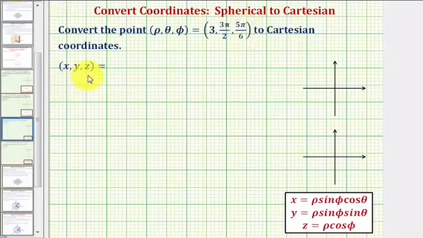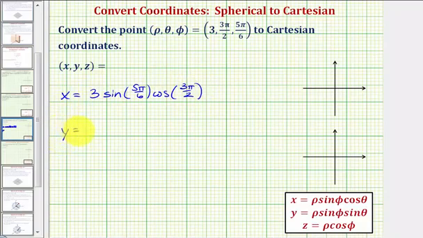So to find the Cartesian coordinates, we'll be using the formula that's provided here. So we know x is going to be equal to ρ times sine φ times cosine θ, which would be 3 times sine 5π divided by 6 times cosine 3π divided by 2.